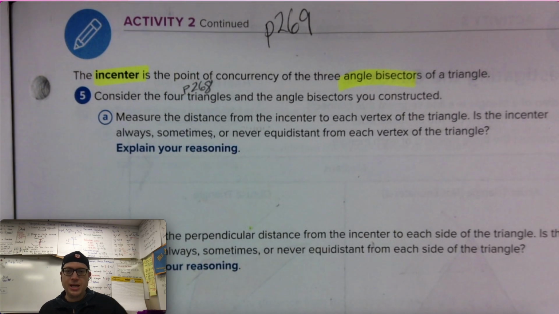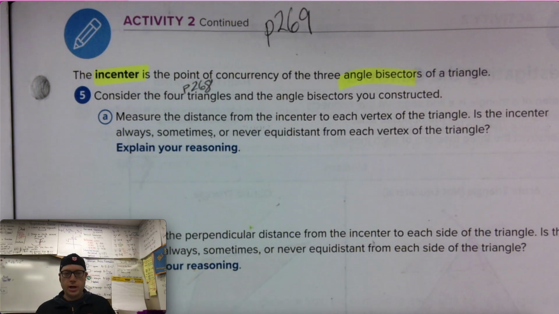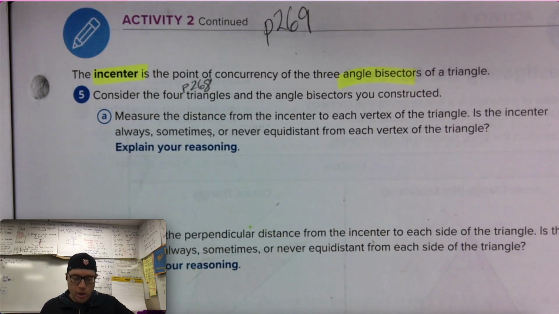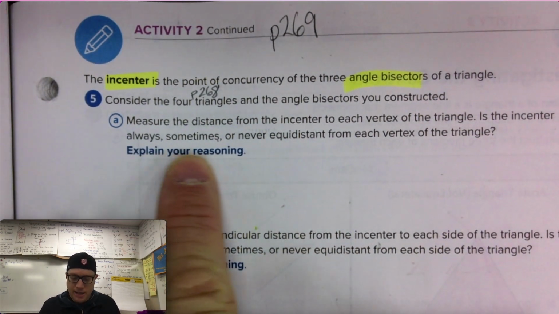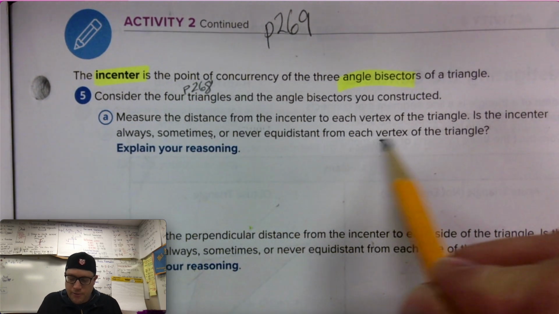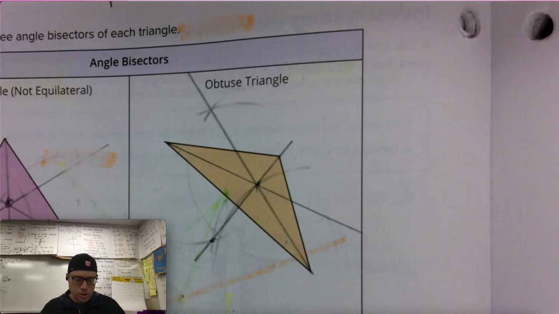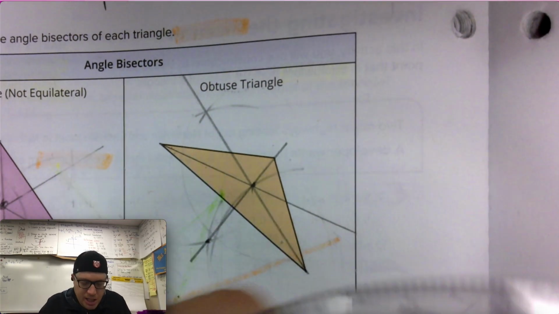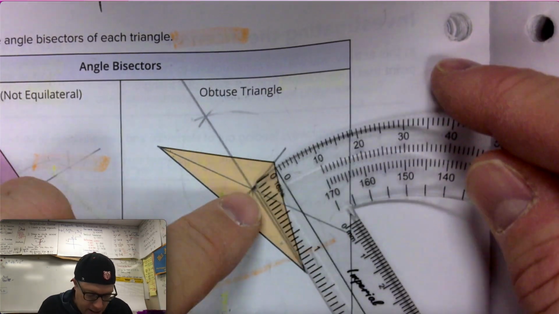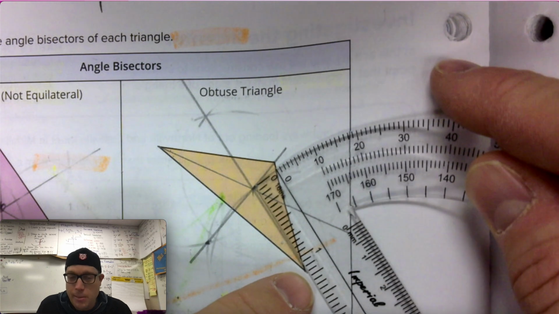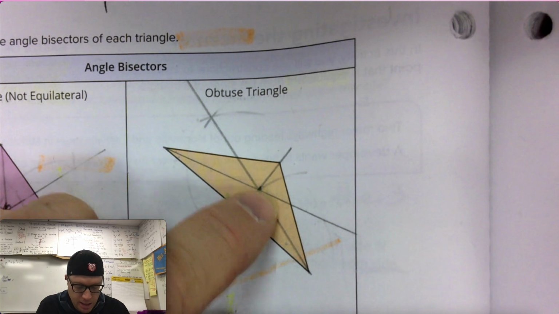Measure the distance from the incenter to each vertex of the triangle. Is the incenter always, sometimes, or never equidistant from each vertex? Right away, just by looking at the obtuse triangle, I'll use inches in this case, measuring from the incenter out to the vertex. Even by eyeballing it, I know that's a shorter distance than this one.